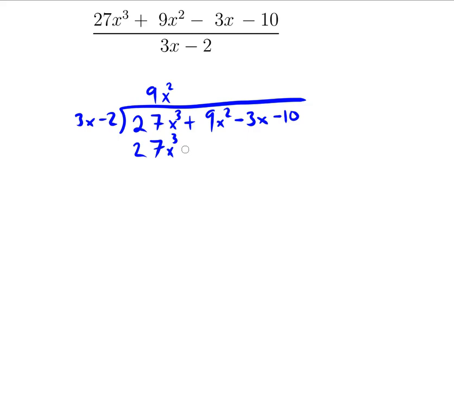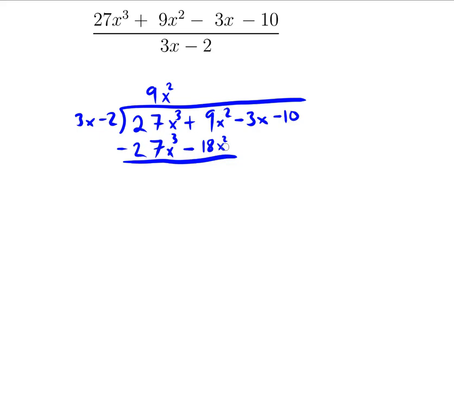And now I have to also multiply my 9x squared times my negative 2. So this is starting to get pretty scary pretty fast, right? But just bear with me. The more you do it, the better you get, right? So 9x squared times a negative 2 is going to be a negative 18x squared, right? Now I'm going to subtract both of those. And these cancel out. 27x cubed minus 27x cubed cancel out. They won't always, but in this case they do.